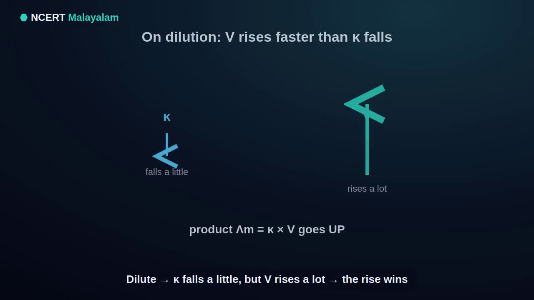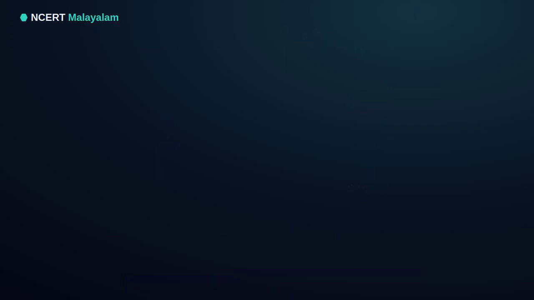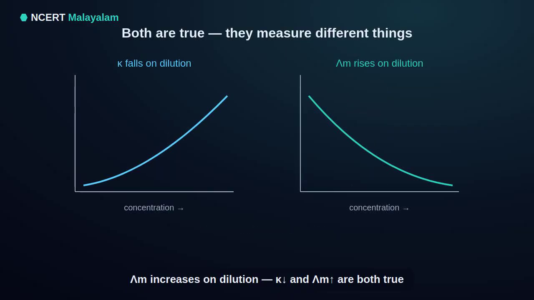Now see what happens on dilution. The conductivity falls, yes, but the volume holding 1 mole rises a lot. Experiments show the volume rises more than the conductivity falls. So on dilution the molar conductivity rises. At first this seems strange. Adding water lowers the conductivity but raises the molar conductivity. Both are true, because they measure two different things.